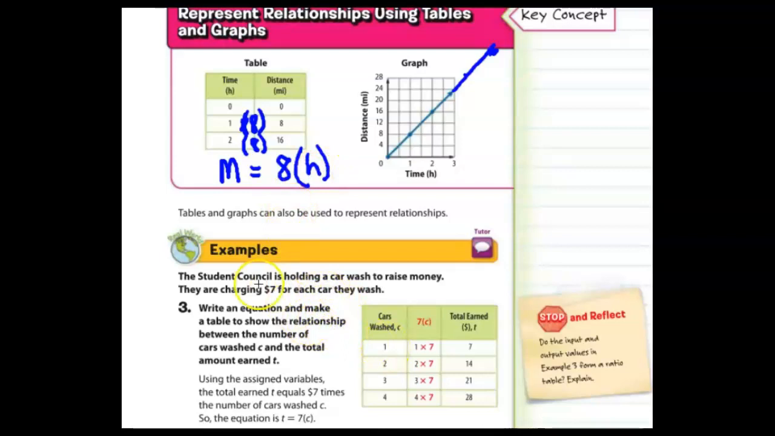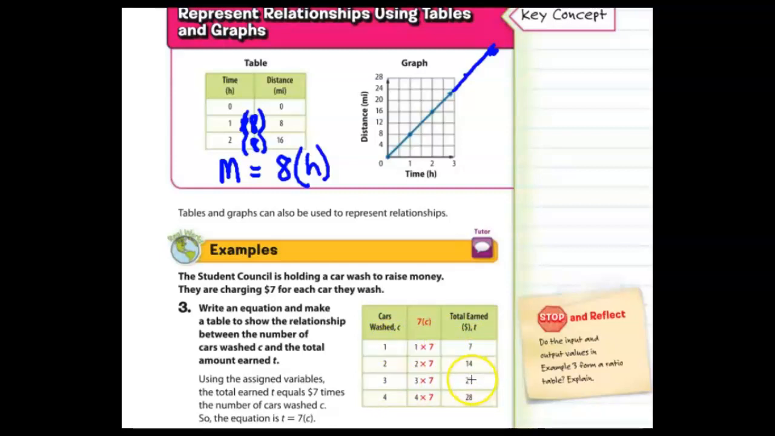Okay, so we can actually look at this next example. It says a student council is holding a car wash to raise money. They're charging $7 for each car they wash. It's asking us to write an equation and make a table to show the relationship. So using the verbal description, they've went ahead and started drawing the table. Numbers of cars washed, total amount earned. 1 car, $7. 2 cars, $14.